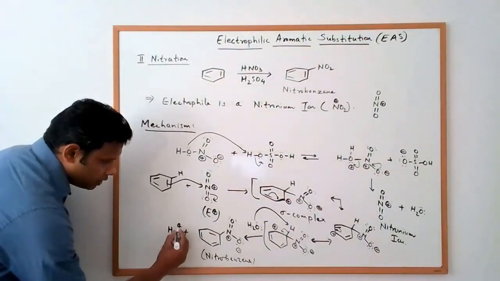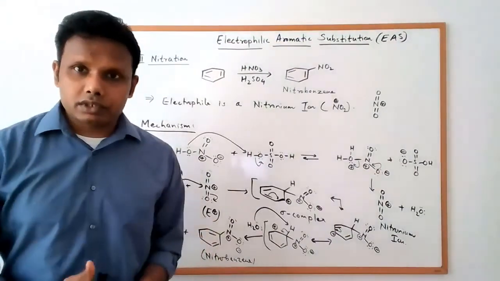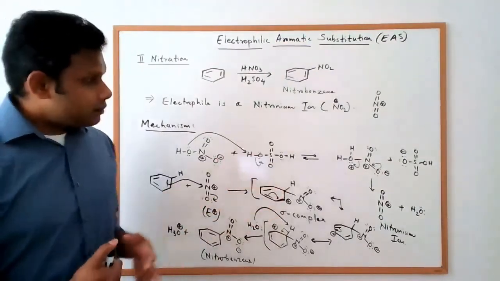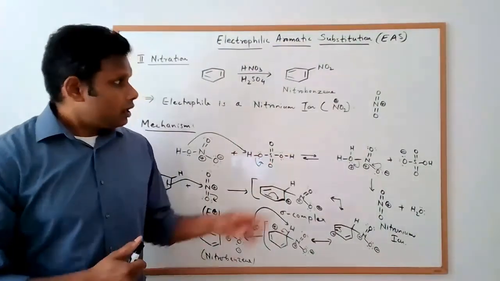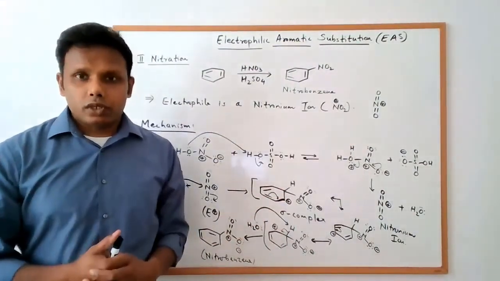Along with that, we are going to have a hydronium ion, which is basically a representative of acid in the system. So that's the mechanism of the nitration of a benzene ring. And the electrophile that's used is the nitronium ion.